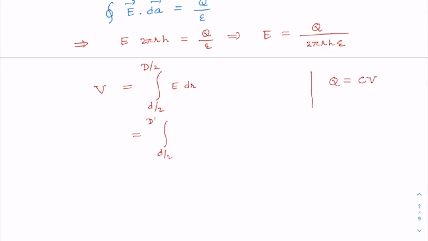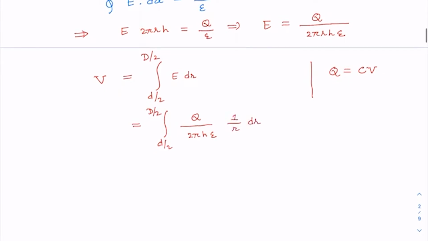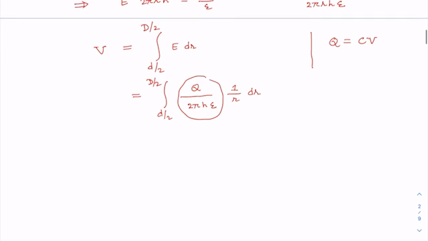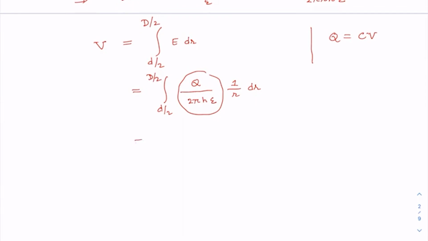If I put in the expression for the electric field, it is Q by 2 pi h epsilon, times the integral of 1 by r dr. This is a constant term, so I can take it out, and then the integral of 1 by r dr is the logarithm of r. If I put in the limits, you will get this expression very straightforwardly. You will get 2 pi h epsilon, logarithm of capital D by small d.